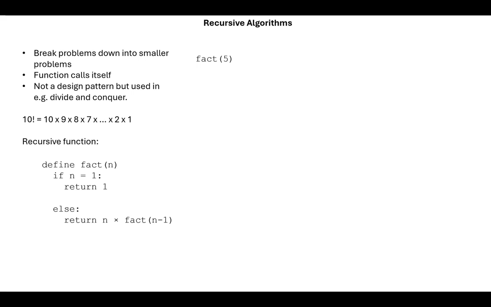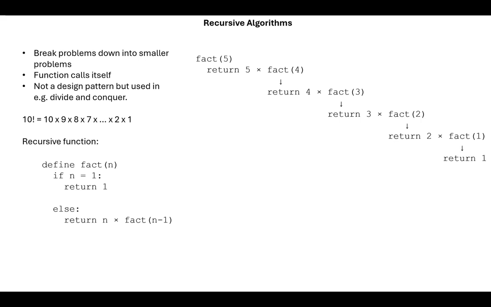So when we call factorial 5, this function will call 5 times factorial of 4. And the factorial of 4 will call 4 times the factorial of 3, which calls 3 times the factorial of 2, which calls 2 times the factorial of 1. And when we call factorial of 1, this is what we call the base case, which just returns 1.